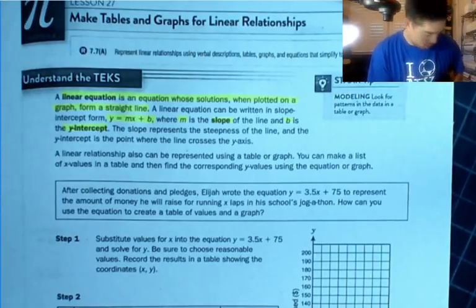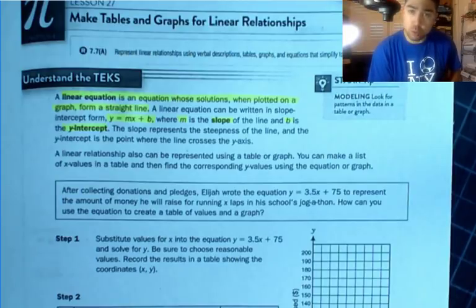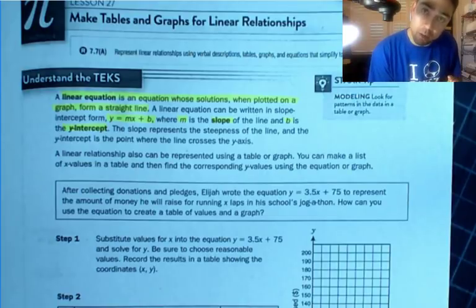So we talked a little bit about how to determine whether or not a relationship was linear using a table and a graph. And we also discussed the slope-intercept form. Now we're going to look at a word problem and we're going to examine the relationship between the x and the y here. And we're going to input all of our information into a table and then from the table into the graph.